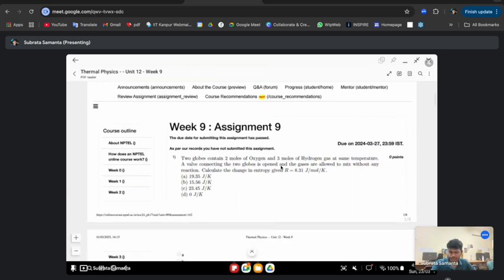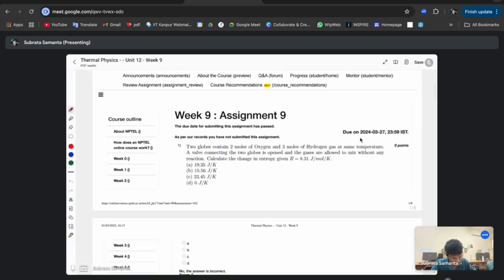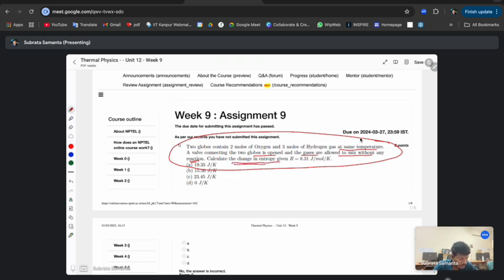So in the first problem, problem number 1: two globes contain 2 mole of oxygen and 3 mole of hydrogen gas at the same temperature. A valve connecting the two globes is opened and the gases are allowed to mix without any reaction, and we calculate the change in entropy, given R equals this.